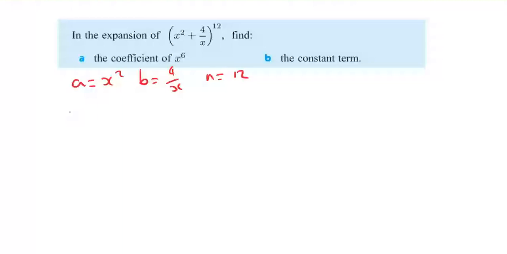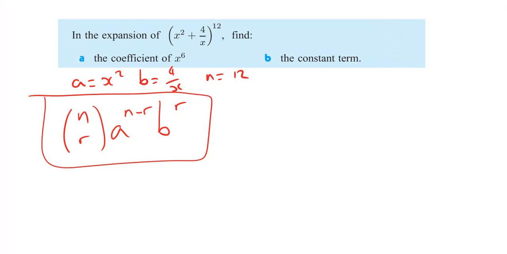All right, so remember that typical term that we know about. Let's write that out now: nCr a^(n-r) b^r. Okay, so that is where we're going to start. That's our typical term. Now, what can we say?